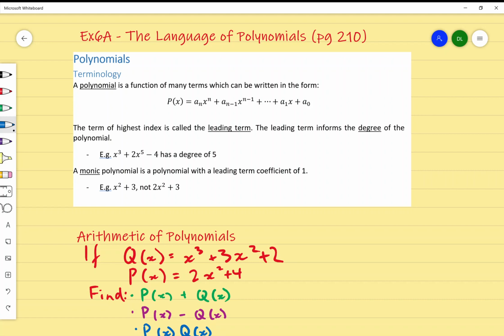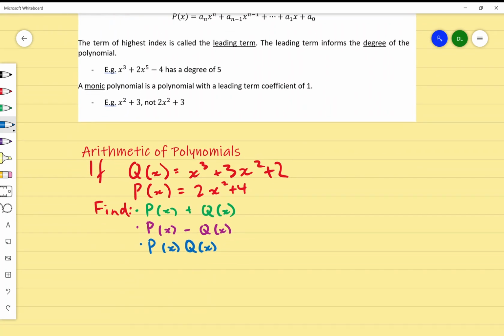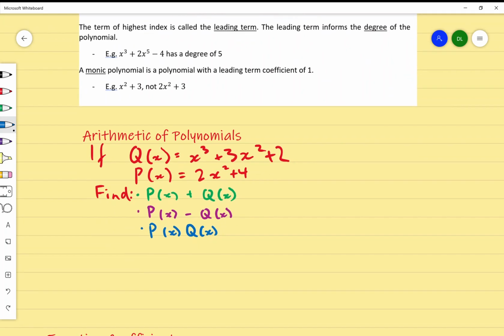Now a monic polynomial is a polynomial where the leading term coefficient, so the one with the highest degree, has a coefficient of 1. So this is just terminology. I won't strictly ask you in most situations, for example in a SAC or test, is this a monic polynomial? But it's a good idea moving forward to understand that terminology because we're going to be using it a little bit. So a monic polynomial just means coefficient of 1 in front of a leading term. Easy. Arithmetic of polynomials. We've already touched on this a little bit.